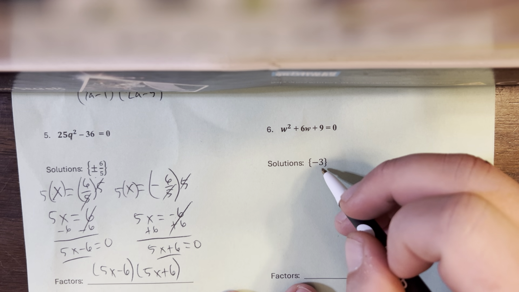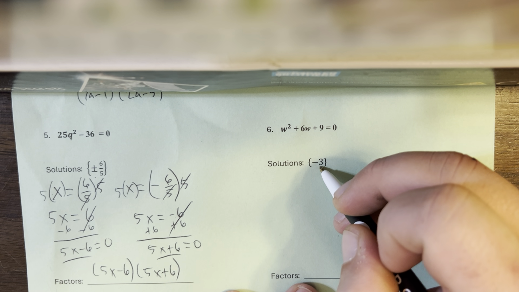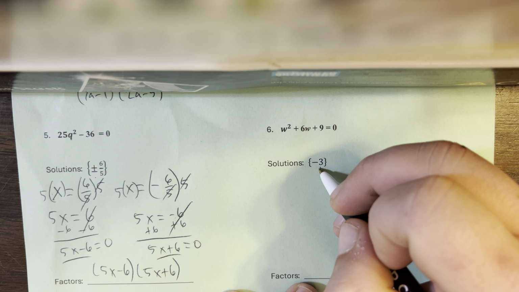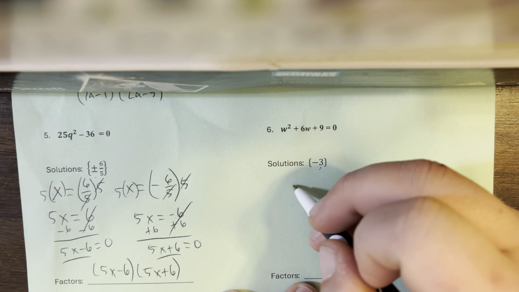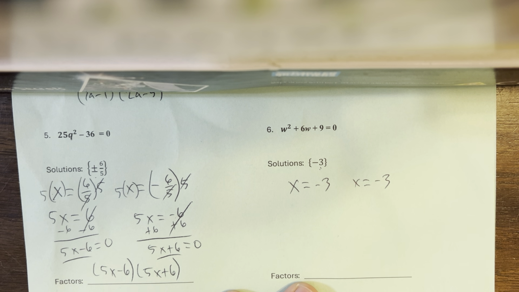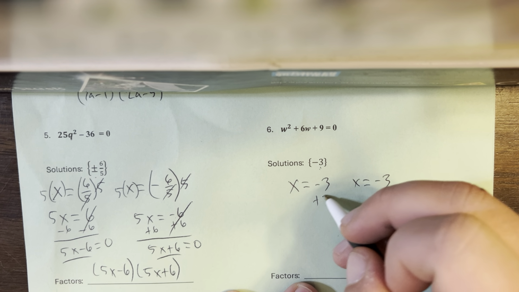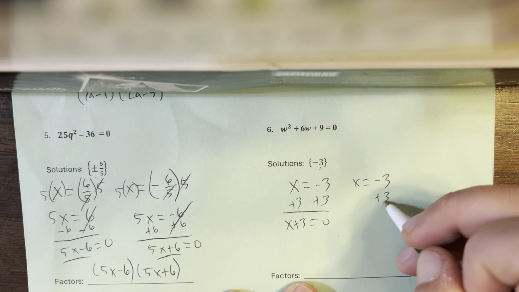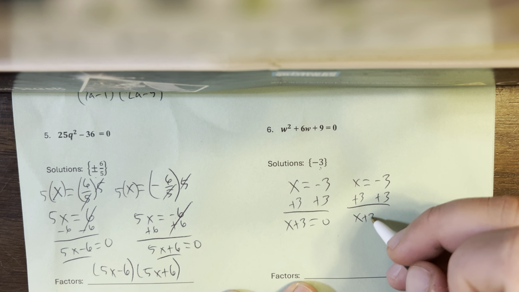And then for this next one, it only has negative 3. But there should be two answers. So we're going to assume if it only gives one answer, it's going to be that answer twice. And so we'll do x equals negative 3 and x equals negative 3. And we'll do the same thing for both of these. We'll add 3 to the other side.